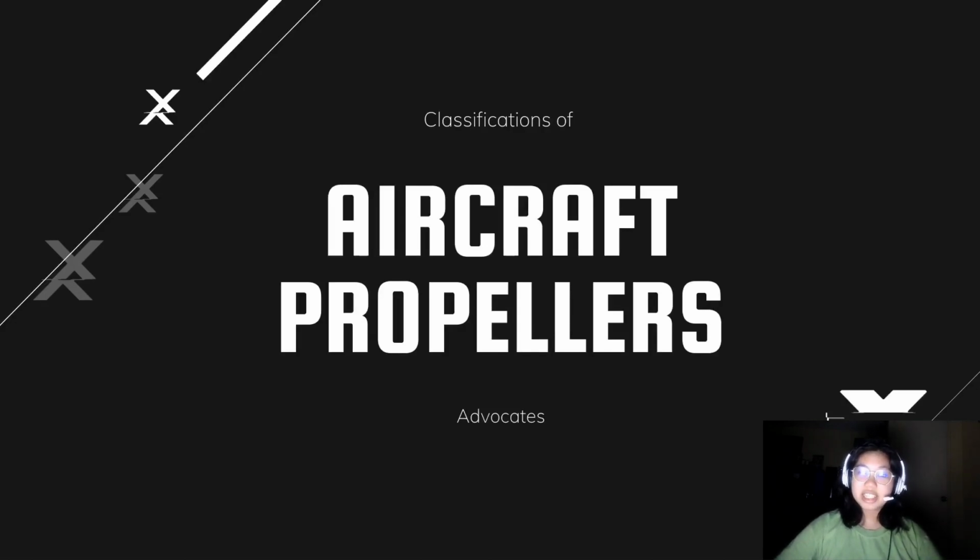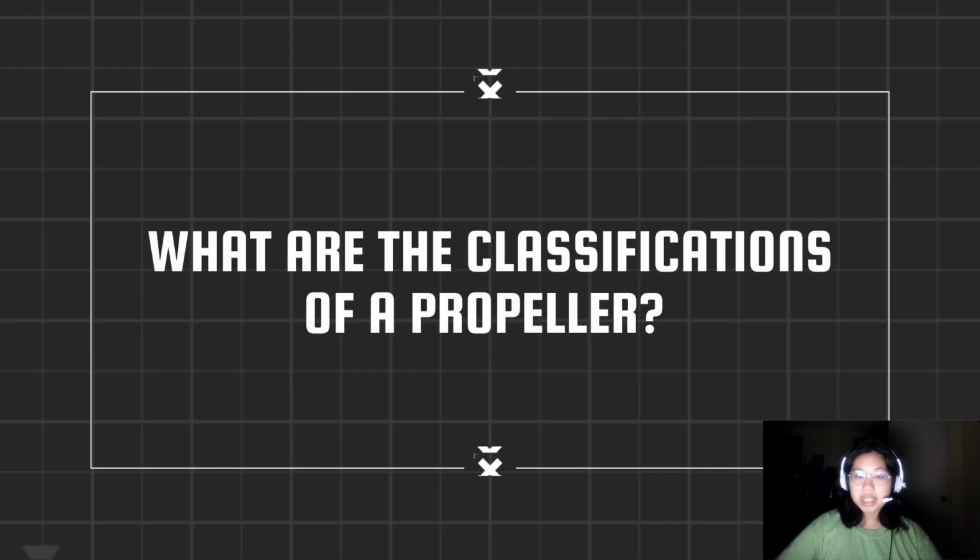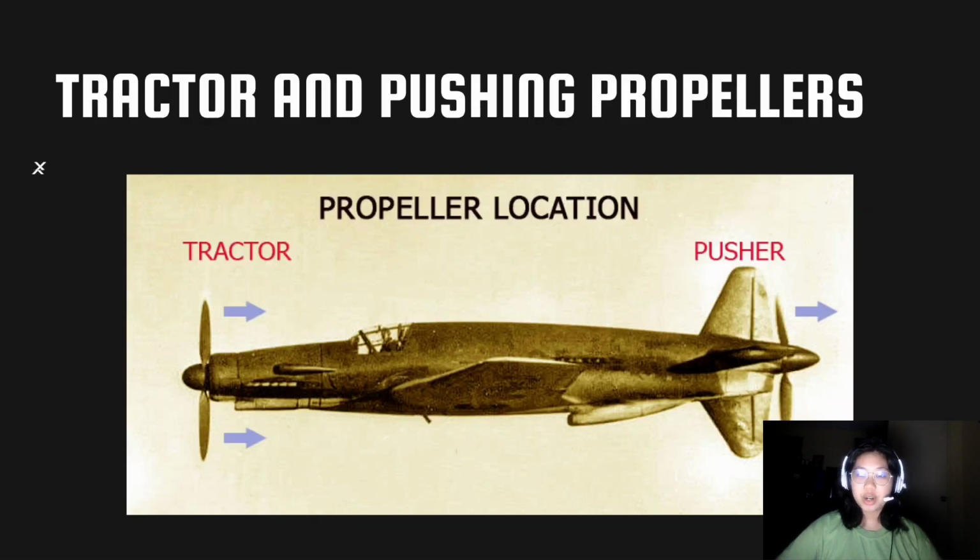We are the Section 6 advocates, and today we are going to talk about the classification of aircraft propellers. There are two ways propellers can be classified, and the first classification is according to its position on the aircraft. Under this category, we have the tractor propellers and the pusher propellers. Tractor propellers are the ones that are mounted on the front of an engine, and this type of propeller pulls an aircraft through the air.